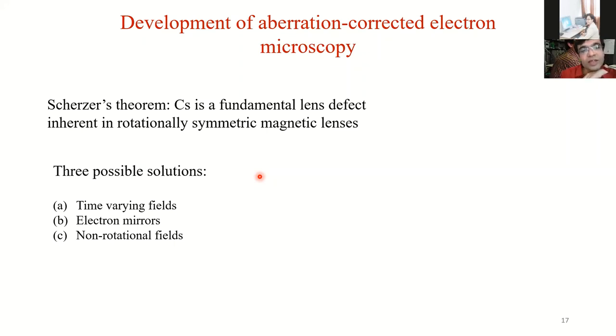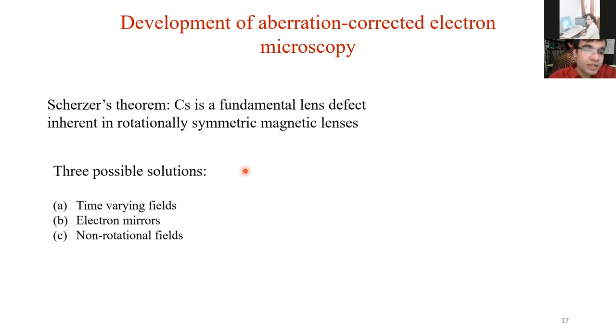And that leads to the increased value of CS, because the CS is proportional to the focal length of the objective lens. So the Scherzer theorem says CS, or the spherical aberration, is the fundamental lens defect, which is intrinsic to any rotationally symmetric lens. So no matter what kind of lens I have, what kind of pole pieces I have, or what shape my pole pieces have, I'm going to have this CS in that rotationally symmetric lens.